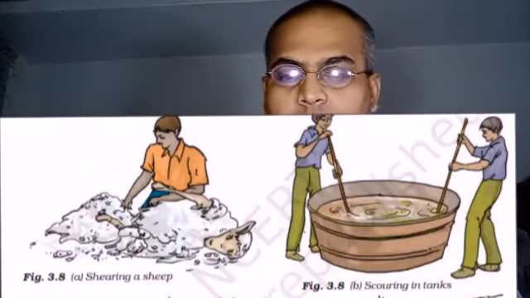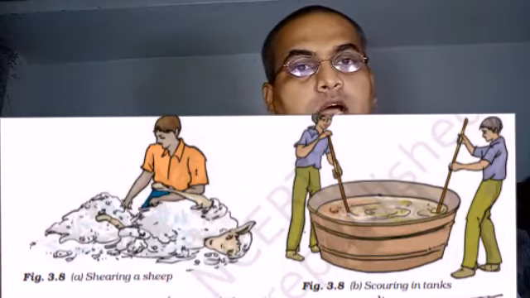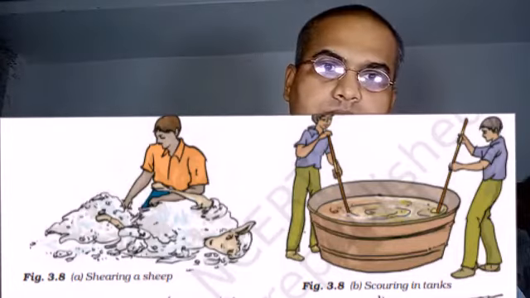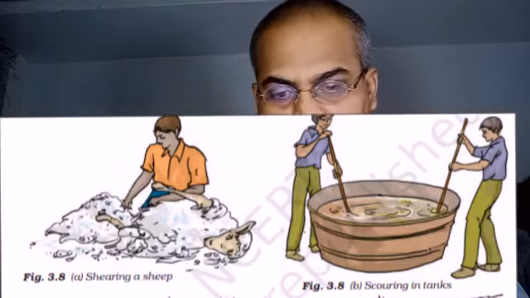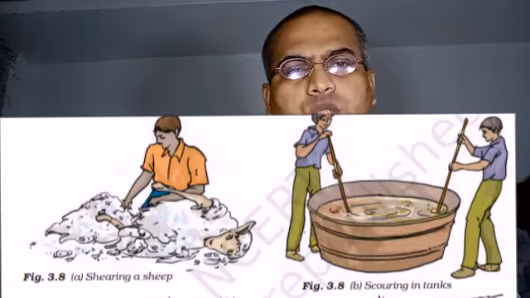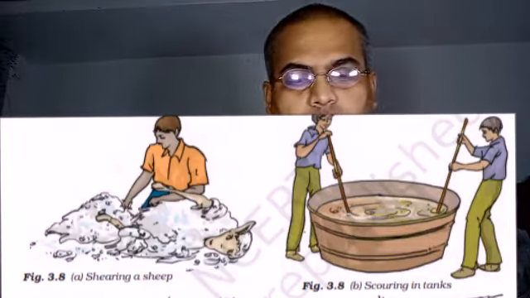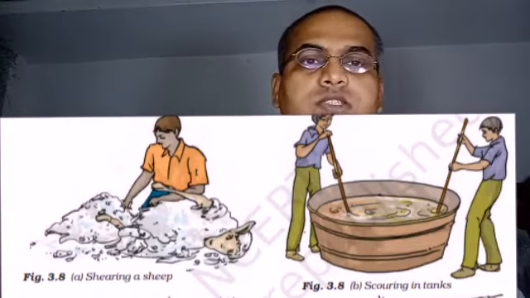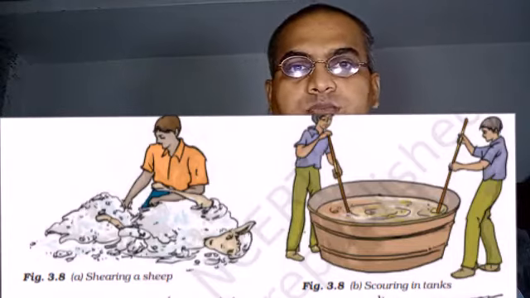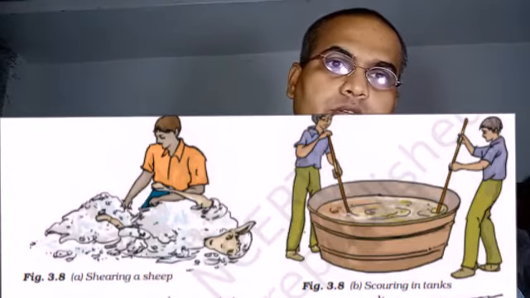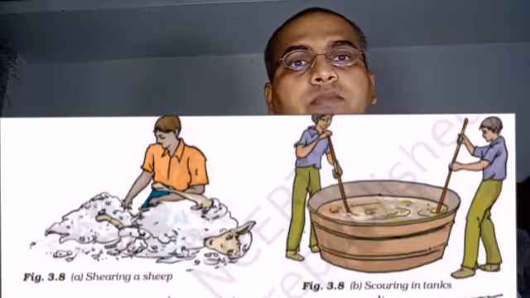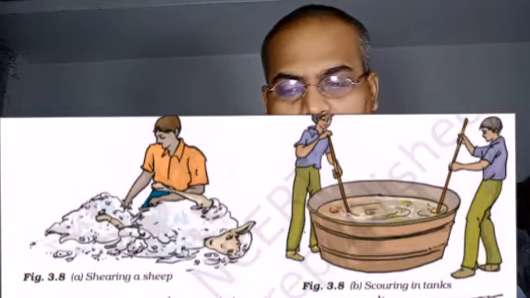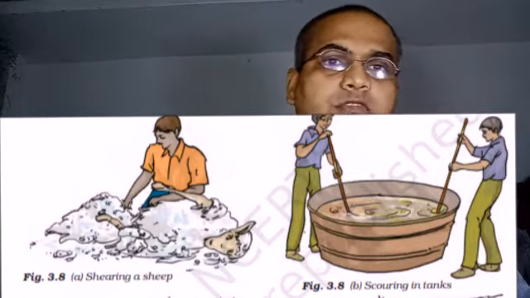And now after this the processing starts. In the next process, this wool is thoroughly washed to remove grease, dust and dirt, and this process is called scouring. Nowadays it is done by the help of machines.